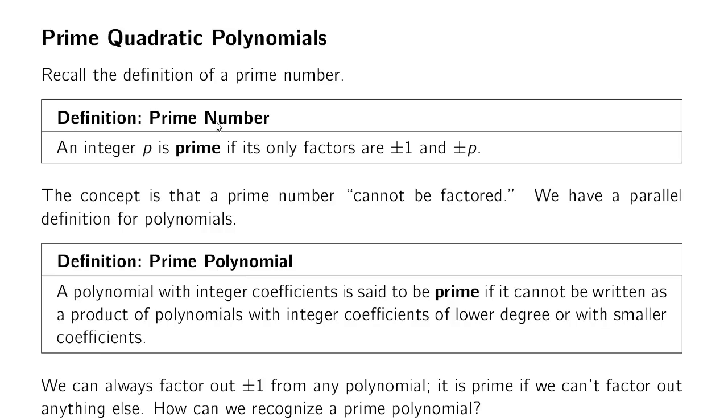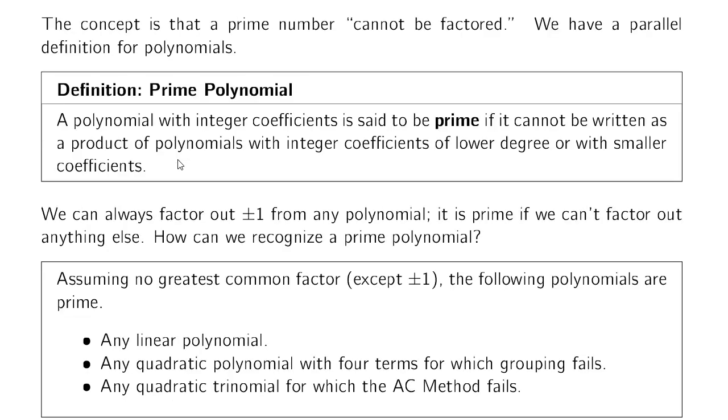A prime polynomial is an analogous concept. A polynomial is prime if it can't be written as a product of polynomials that have integer coefficients, that are of lower degree, or that have smaller coefficients. We can always factor out a plus or minus 1. A polynomial is prime if we can't factor out anything else. How can we recognize a prime polynomial?